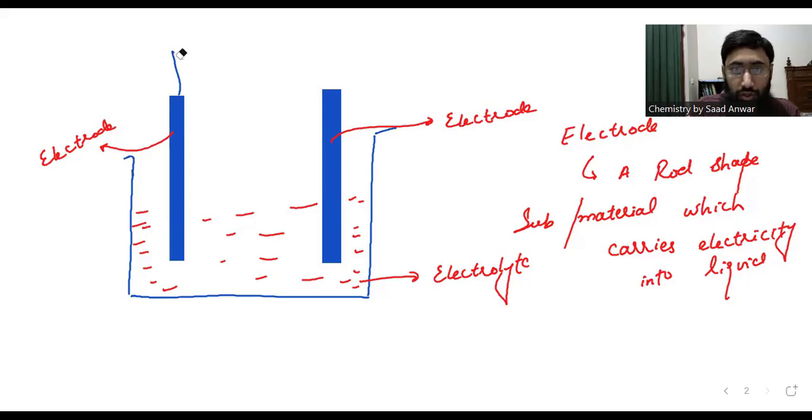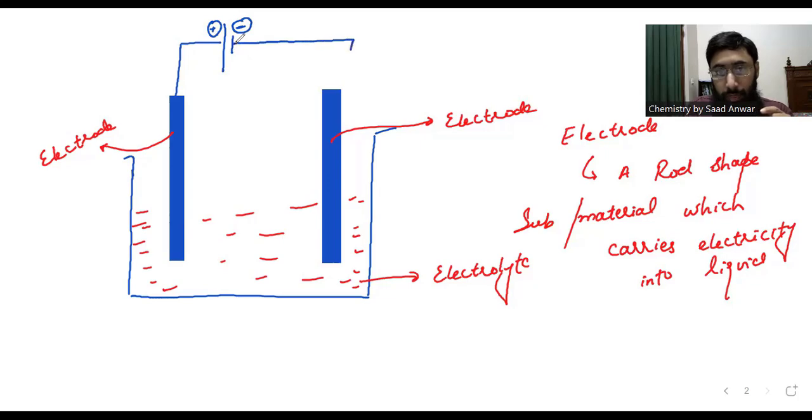Now I am going to connect these two electrodes with a battery. A battery has two terminals, one positive terminal and the other negative terminal. Just imagine this is the positive terminal, and we show the positive terminal of a battery with a big line. And this is the negative terminal. I have joined these two electrodes with the positive and negative terminals of the battery.